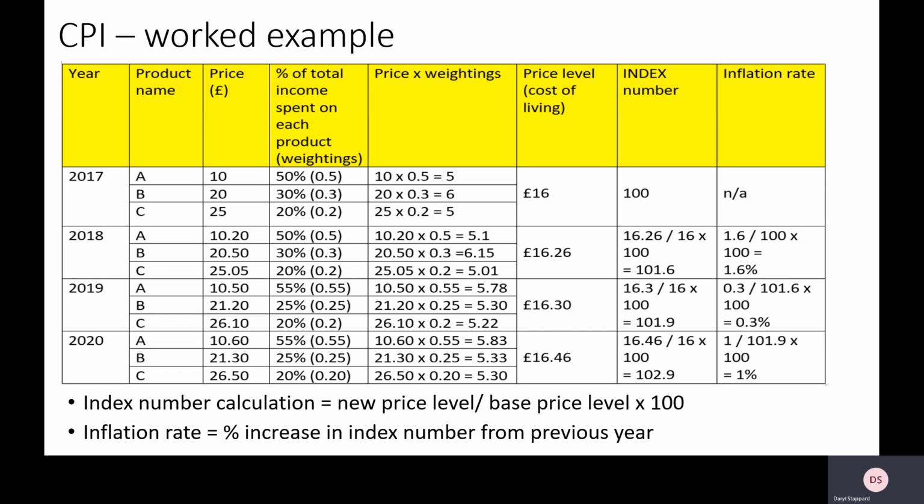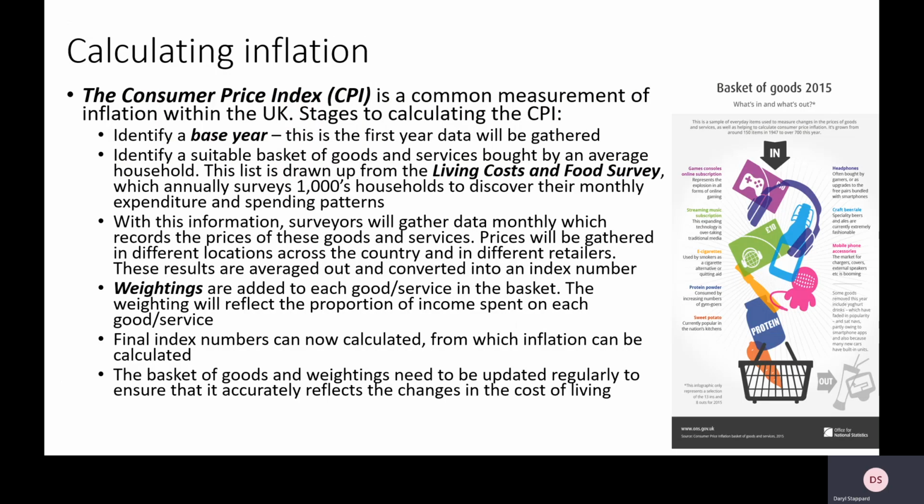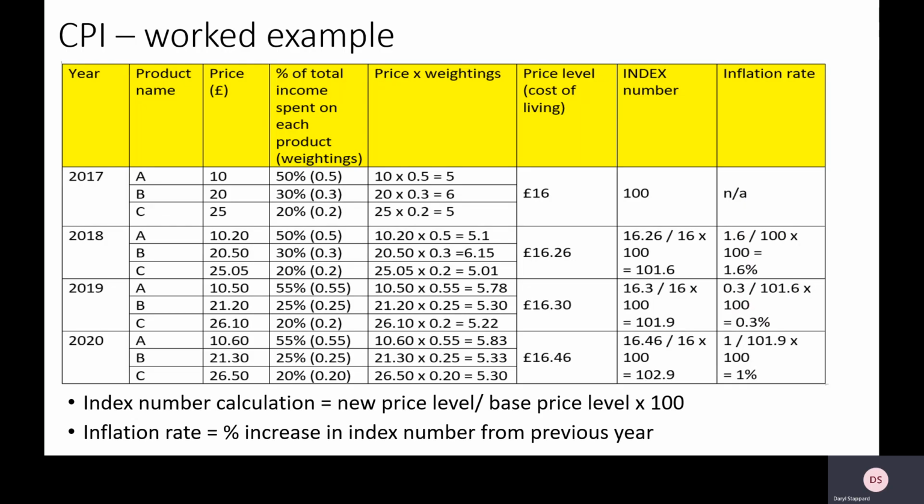Right, now you've got here a numerical example of how we would calculate inflation. So what we've got here are 4 different years: 2017, 2018, 2019 and 2020. What I'm going to assume, to make things simple, is that in the basket of goods identified by the living costs and food survey, if I go back a slide, there are only 3 products that people spend their money on a regular basis. You can then see the prices of these individual goods and services.